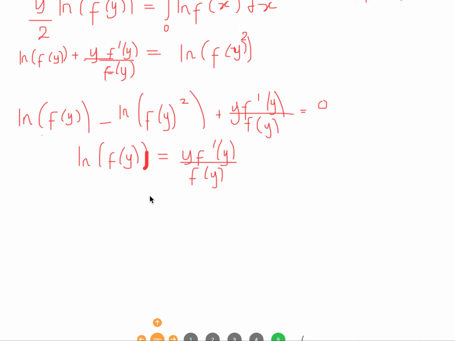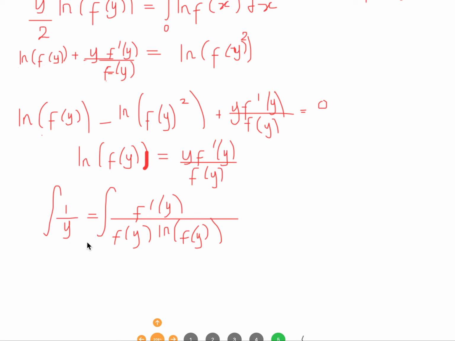Well, I'll get everything that's to do with f of y on one side and everything that's just y on the other, so I'll just write this as 1 over y equals, so I've divided by y, f dash of y over f of y ln of f of y. Right, now, can we integrate this? Well, let's hope you can. The left-hand side is going to be nice, that's going to be ln of y.